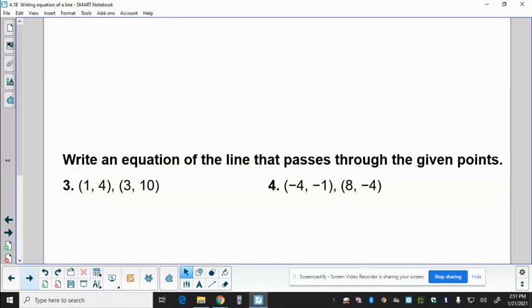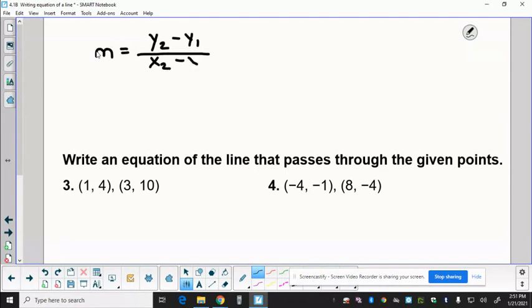So I want everybody to write this down in their notes. We have a formula to calculate slope, and I bet you've seen this before. I know you've used this before. So in both of these problems, you have to calculate your slope first, and then you can write the equation like we've been doing. So that is a little new piece of information. It's probably not new to you. I bet you've seen that before.